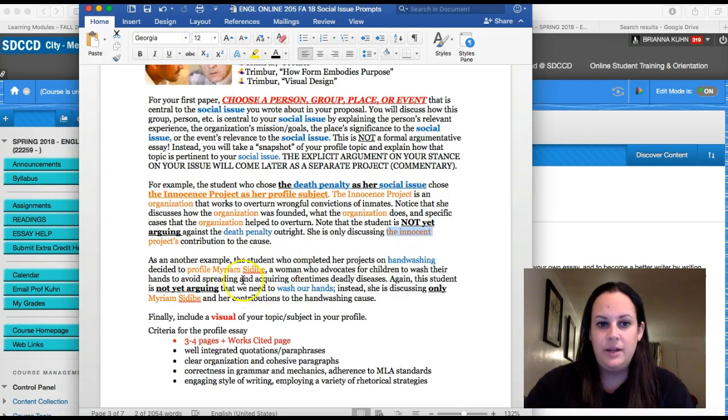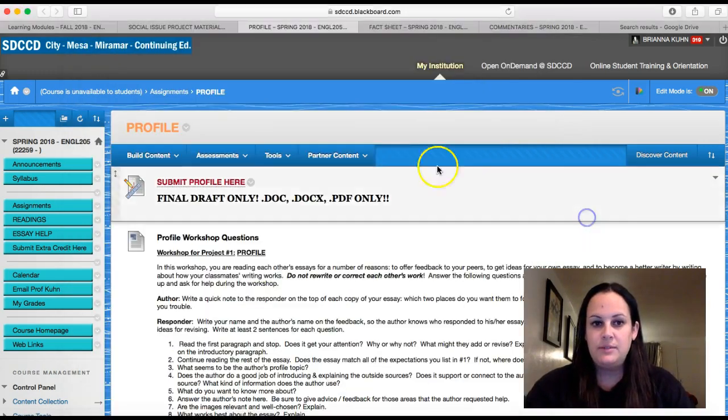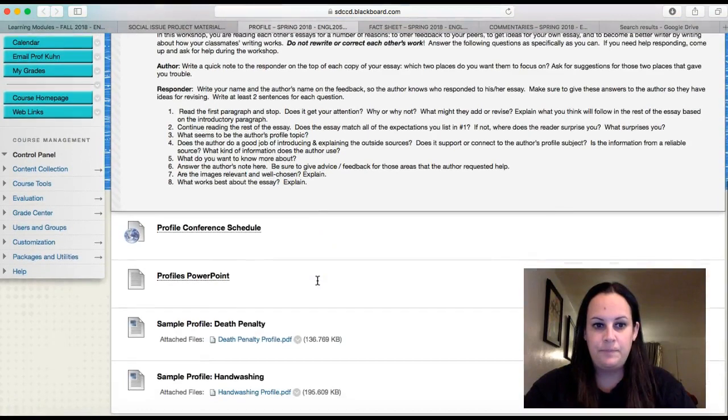For hand washing, she chose Miriam Sidibe, a woman who advocates for children to wash their hands to avoid spreading and acquiring oftentimes deadly diseases. Again, this student is not yet arguing that we need to wash our hands. Instead, she is discussing only Miriam Sidibe and her contributions to the hand-washing cause. And then you need to include a visual. So let's move to the samples.